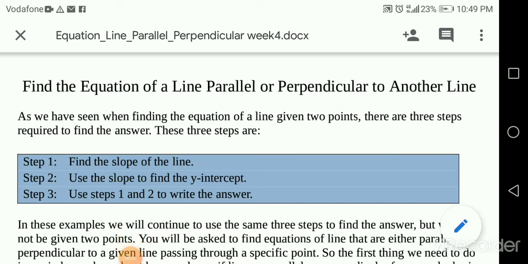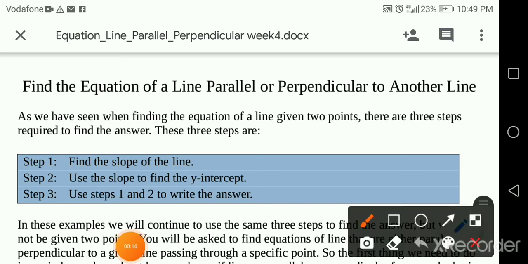Today we are going to have week 4, the worksheet of week 4. We have two worksheets this week. We are going to start with the equation of a line, parallel and perpendicular. So let's start. As you see here, guys, the requirement is: find the equation of a line parallel or perpendicular to another line.